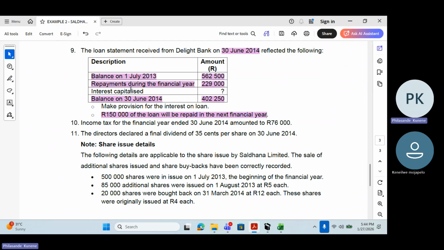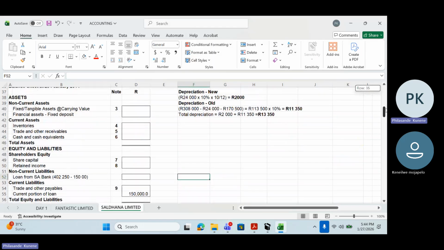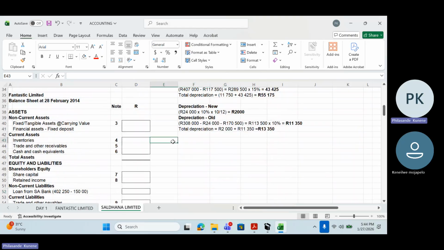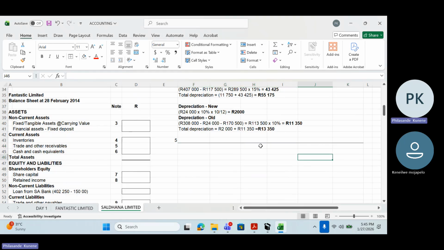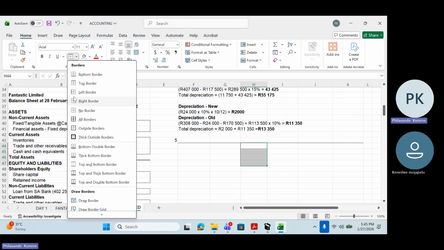But what I want to teach you here, I want us to start using more T accounts because they're helping a lot in terms of identifying this, because we're just going to use the amounts that are provided in front of us, and then we are able to get the amount. So as number 5, I want us to do a T account for the loan.